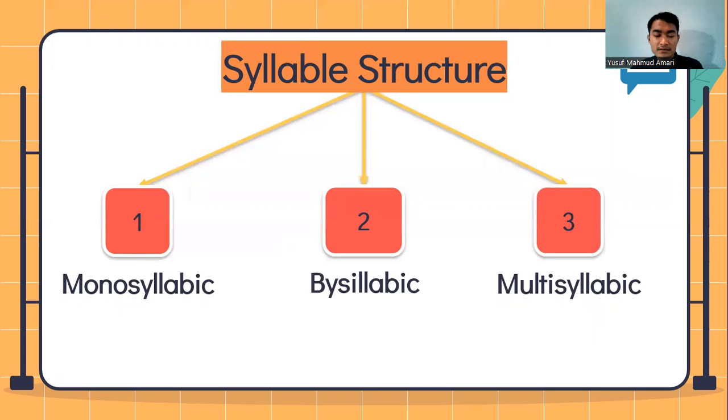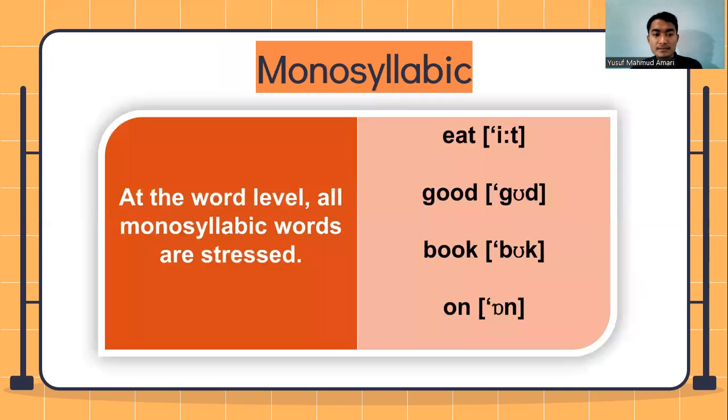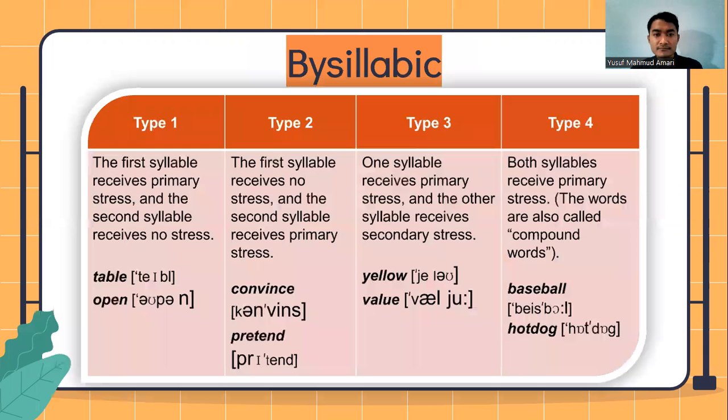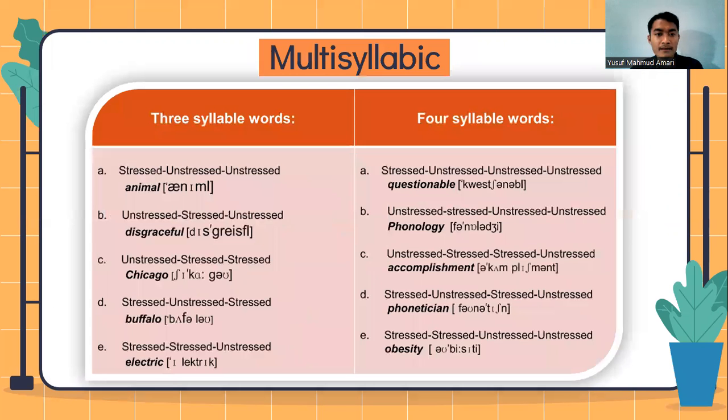And for syllables, there are three types: monosyllabic, bisyllabic, and multisyllabic. Monosyllabic is at the word level. All monosyllabic words are stressed, so it's just one syllable, like eat, good, book, on. And bisyllabic means two syllables, like table, convince, yellow, baseball. And multisyllabic has two types, three syllables and four syllables, such as animal, three syllables, and phonology, four syllables.